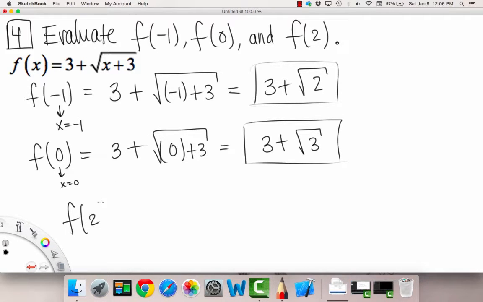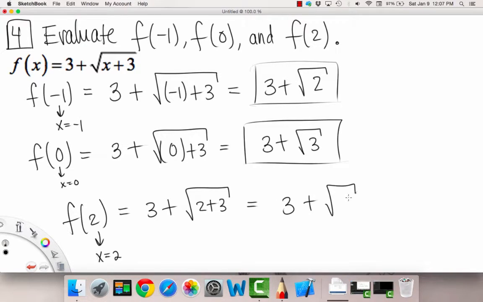And then finally we have f of 2, which implies that our x is now a 2. So we just plug that in, and we get 3 plus the square root of 2 plus 3, which is equal to 3 plus the square root of 5. Okay, so this is our 3-part answer here.